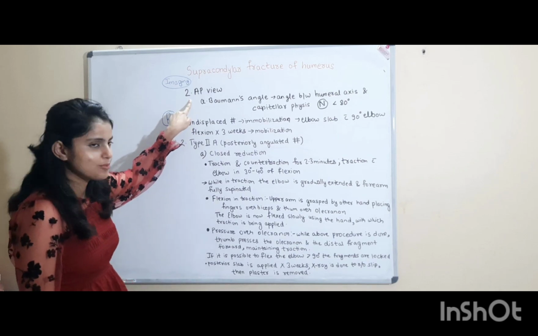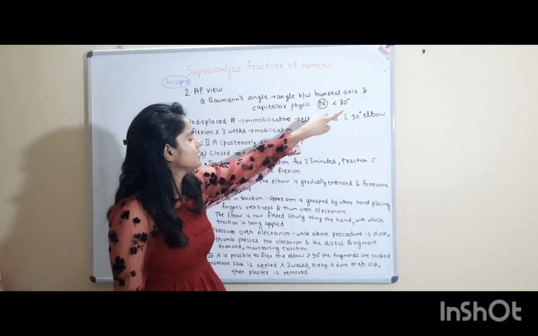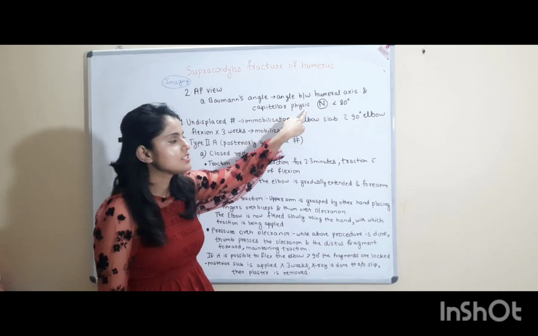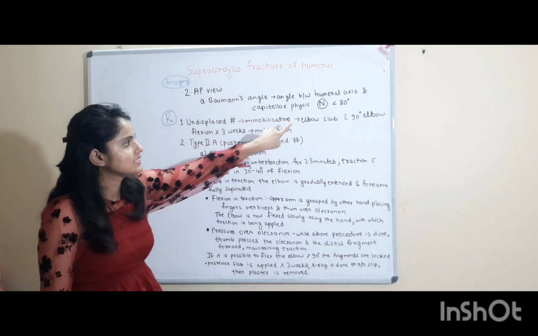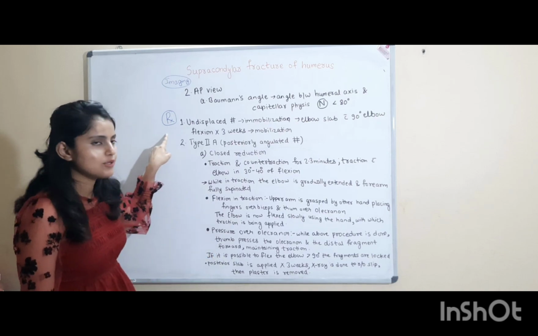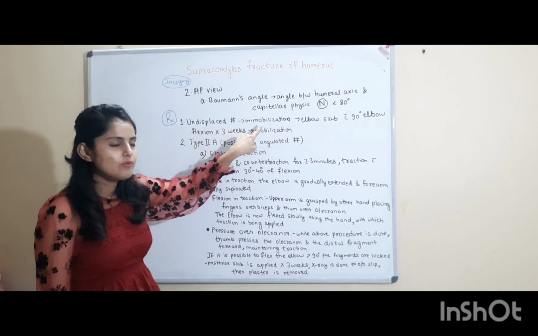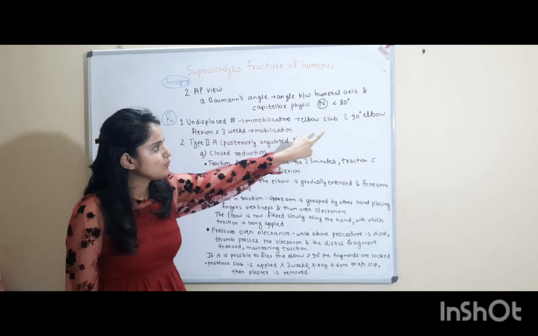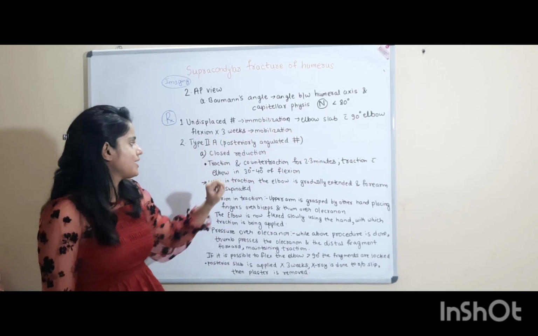On anterior-posterior view, we see the Baumann's angle. This is the angle between humeral axis and capitellar physis, which is normally less than 80 degrees, but in supracondylar fracture of the humerus, this angle is increased. Now talking about the treatment, if the fracture is undisplaced, then we do immobilization with elbow slab with 90 degree elbow flexion for 3 weeks, then we can mobilize the joint.